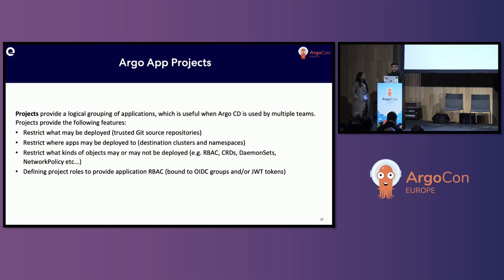For this, we can give a list of trusted Git repositories. Then we can also define the destination clusters and namespaces where the application must be deployed. We can also give a list of allow or deny resources of Kubernetes objects, that is, what should be allowed by Argo and what should not be allowed by Argo. Lastly, we can define the RBAC. This we have touched upon earlier. With RBAC, we can define it at the project level, and it will be applicable across all the applications within a single project.